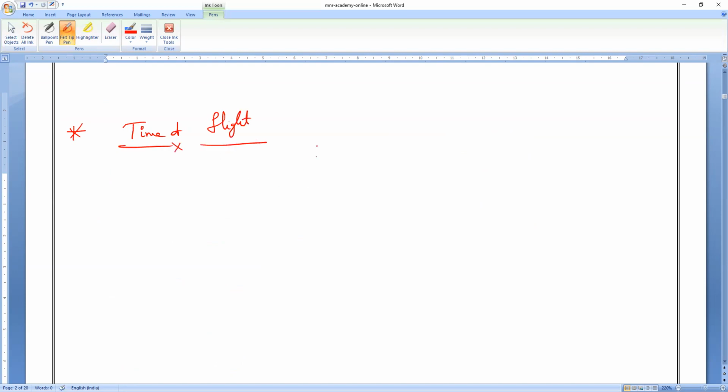Very simple. We have to take the x-axis and y-axis. This is plus y, and this is minus y. And this is minus x, and this is plus x. So I project it with inclination alpha degrees on the inclined plane. It is coming and falling here, with the initial velocity.